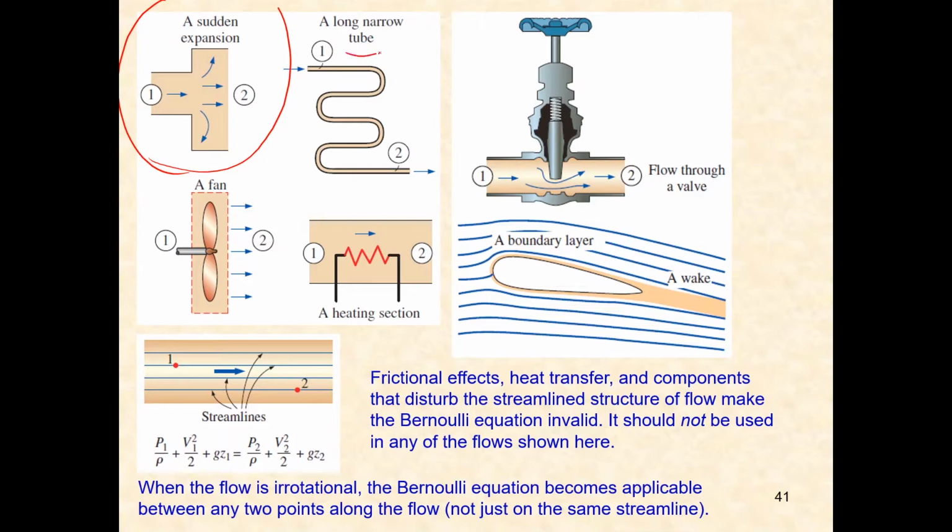Okay, the second is where we have a long nanotube. The Bernoulli equation cannot be used in this problem because when we have a very long and very narrow tube, the friction of the fluid in the tube will be very high. So the friction here is not negligible, it's significant, so the Bernoulli equation cannot be applied. And here we have a fan, where the fan actually has shaft work.